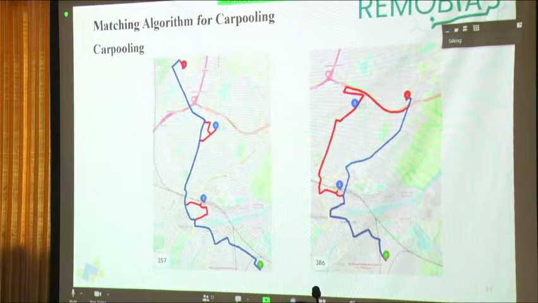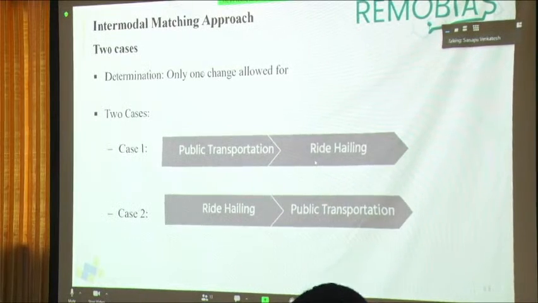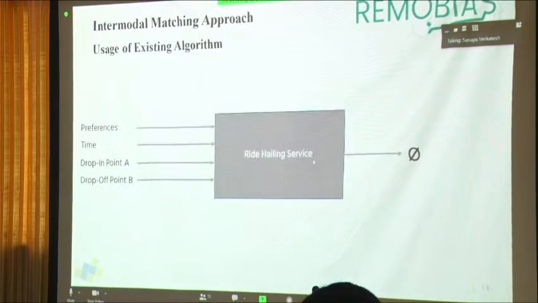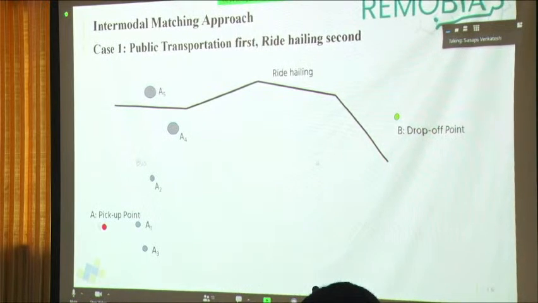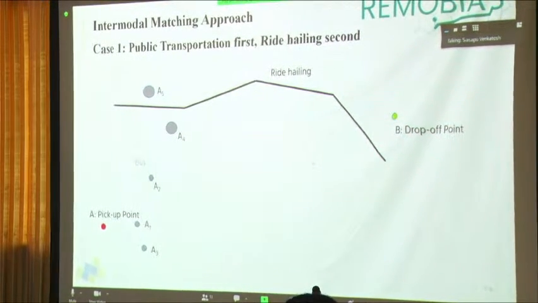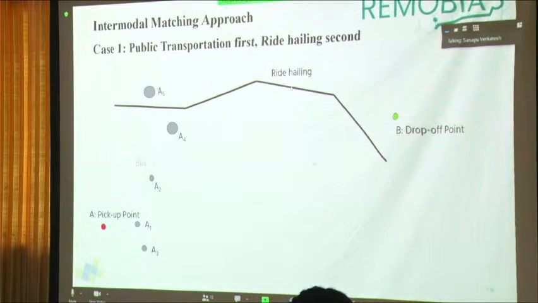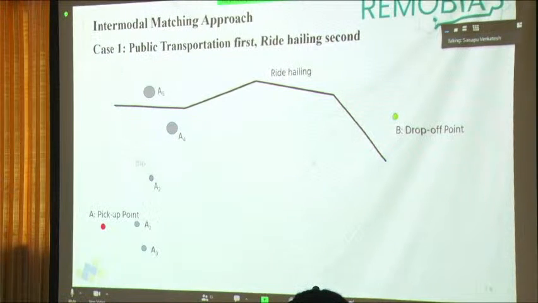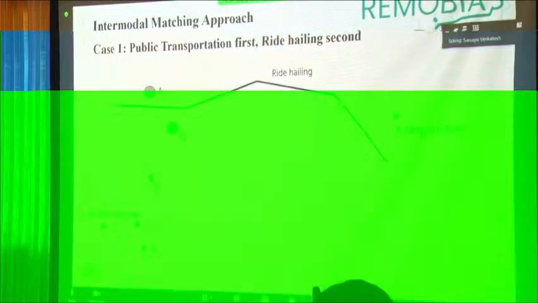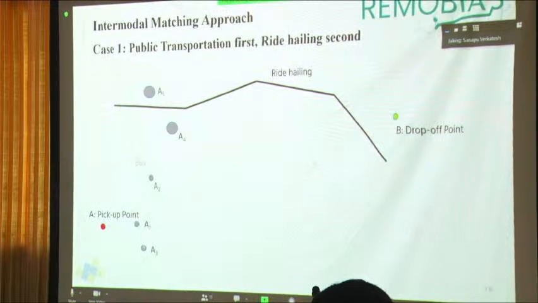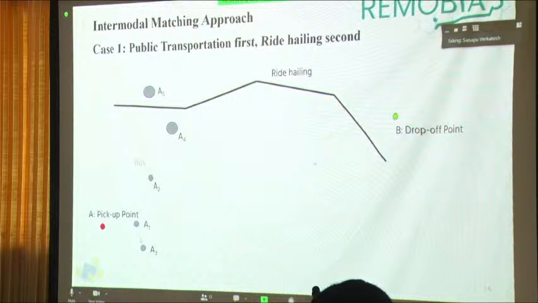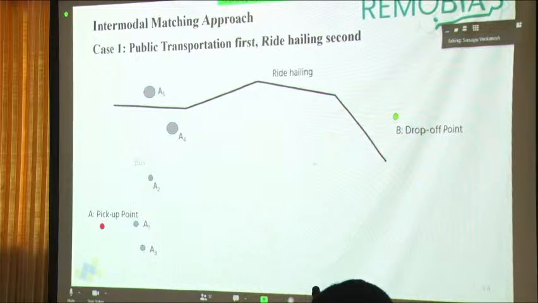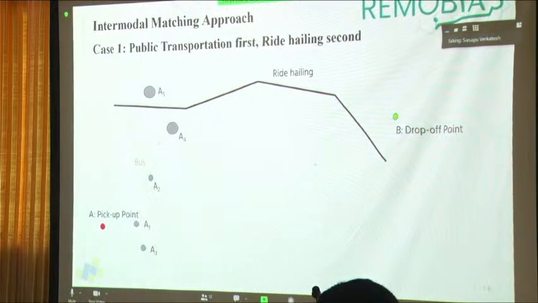Oh yeah. So now this is the intermodal approach. As the pickup point is far away from the ride-hailing route, the user cannot take the ride-hailing, because this pickup point is more than, let's say, 10 minutes away. So what our system does here is first check for the nearest possible bus stop. These A1, A2, A3, A4 are the bus stops, the public transportation stops.